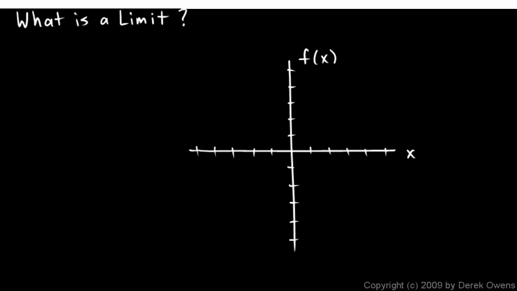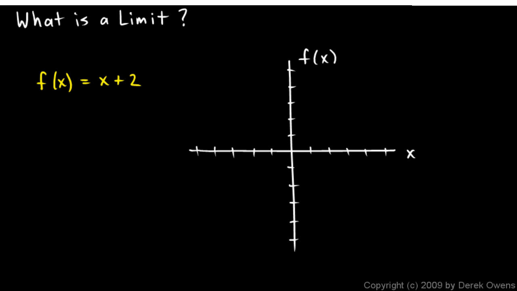Okay, what is a limit, and what do we mean mathematically by this term limit? I'll explain this in the context of a particular example. Let's look at a function. f of x is x plus 2. We'll take a pretty simple function.